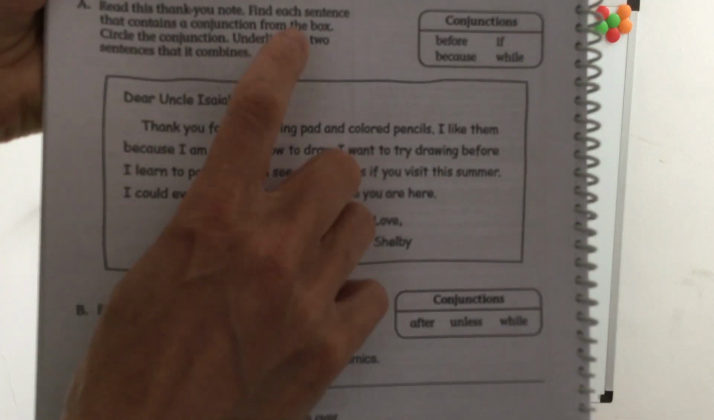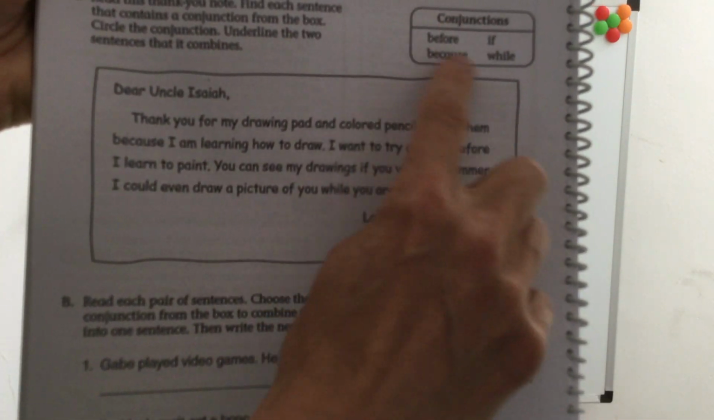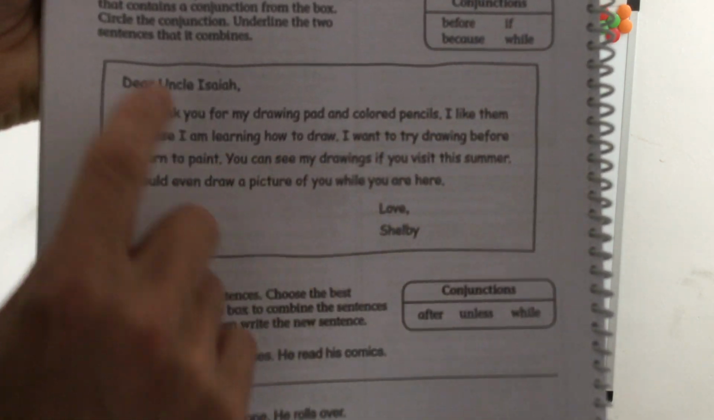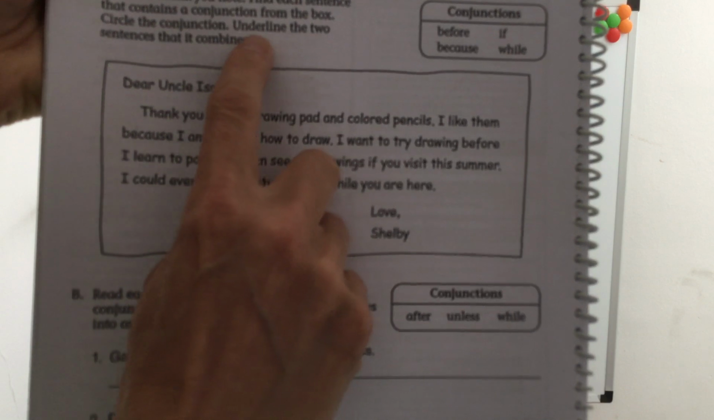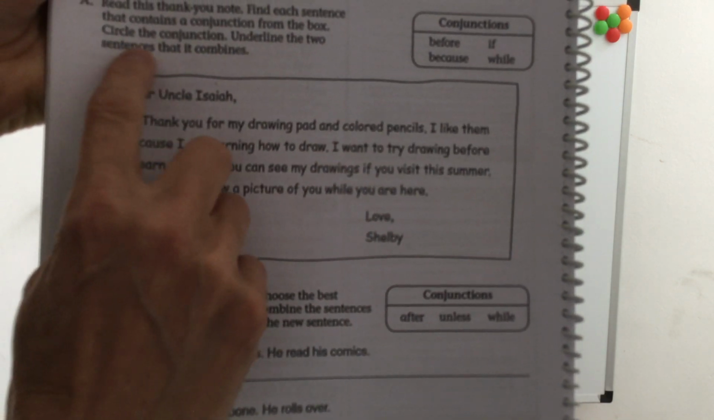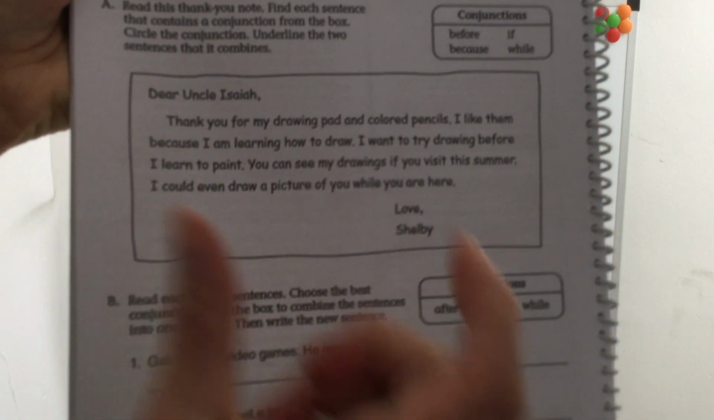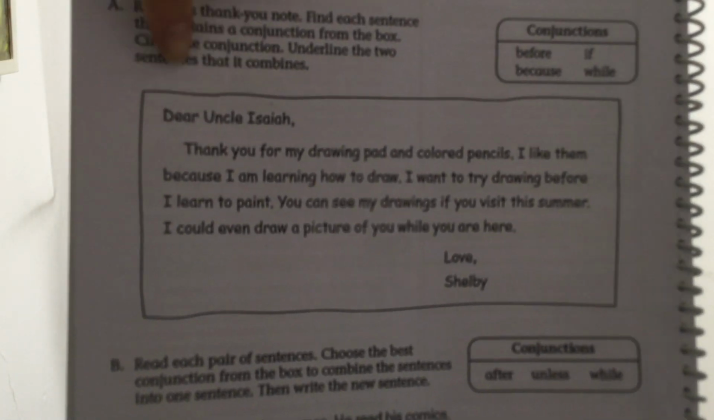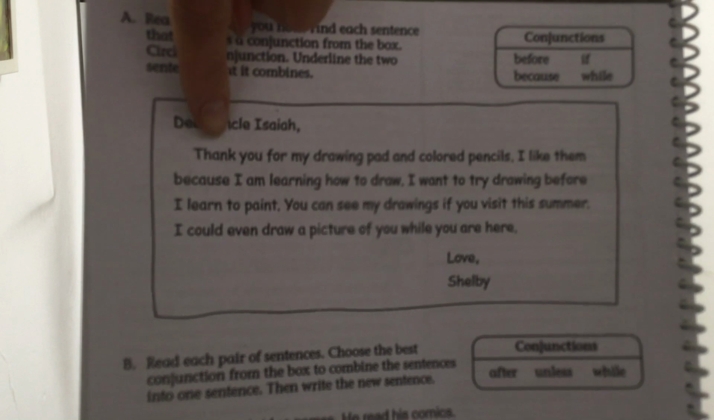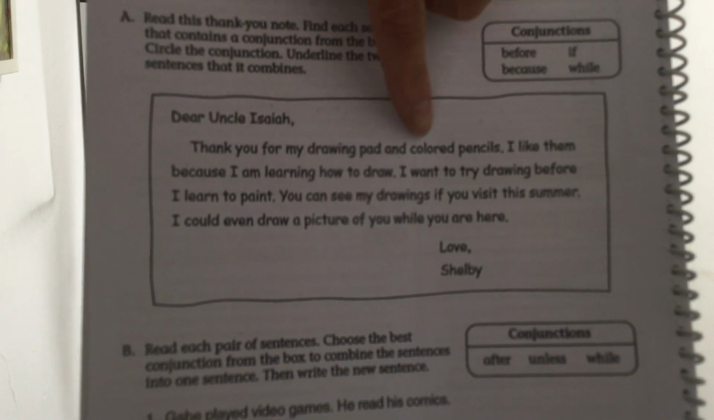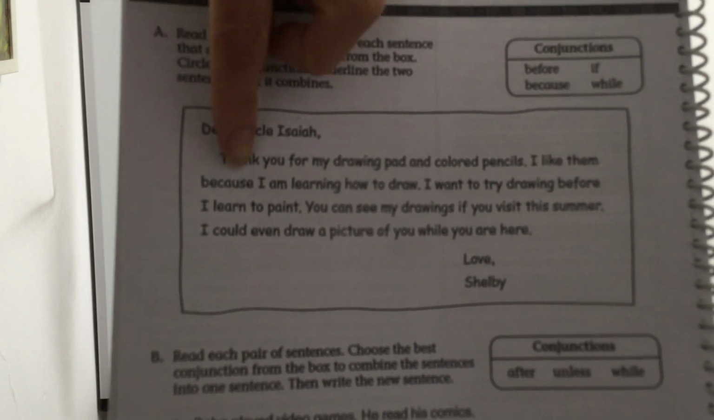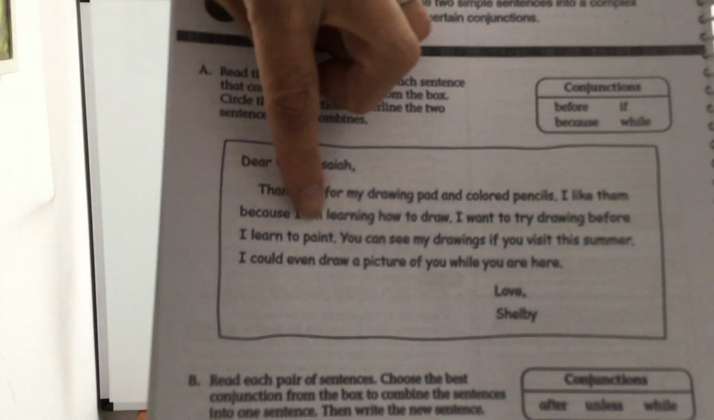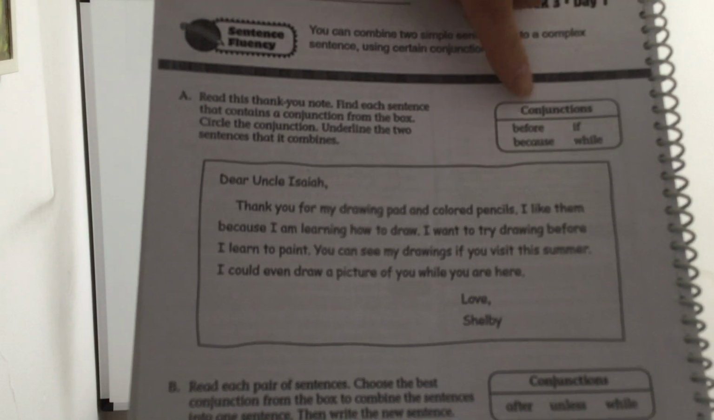So when we read this, you've got to use one of these conjunctions here. You've got to identify them by drawing a circle around it, and then you've got to underline the two sentences or clauses that it combines, that are part of the sentence for that conjunction. So here we are. Dear Uncle Isaiah, thank you for my drawing pad and coloured pencils. I like them because I am learning how to draw. So you would circle that and underline these two sections.